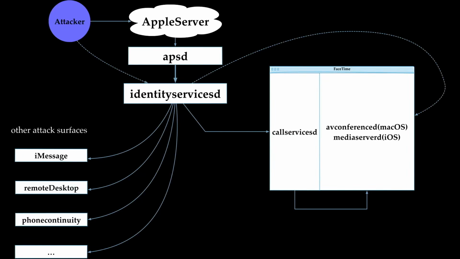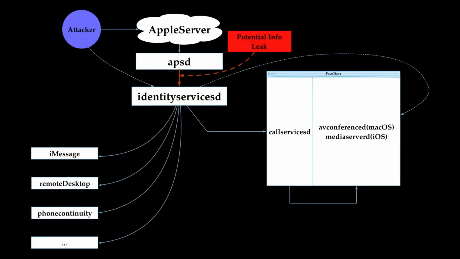This is some other attack surface we found, like iMessage, remote desktop, phone continuity, and something like that. It includes also one-click or zero-click attack surface. And next.